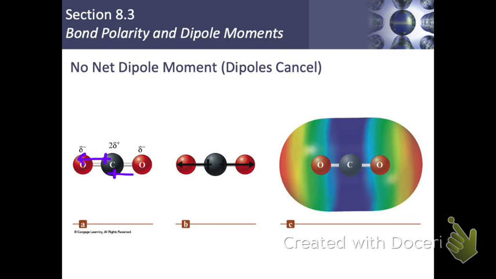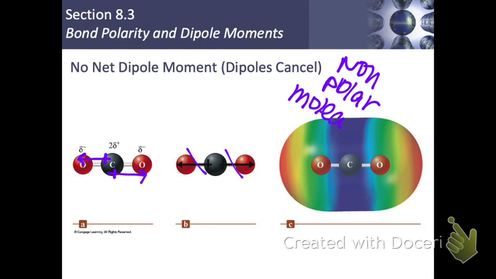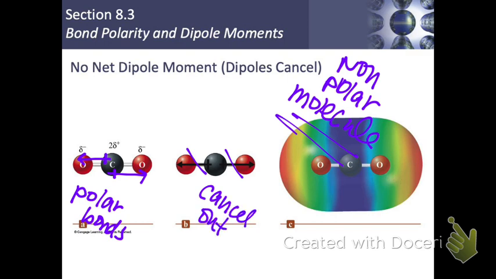So here are our dipoles within the bonds, but they cancel each other out, right? They're pulling on that carbon with equal force, so they cancel out, and this results in a non-polar molecule. Even though we do have polar bonds, maybe write that in here. We have polar bonds. They cancel out, and that results in a non-polar molecule, right?